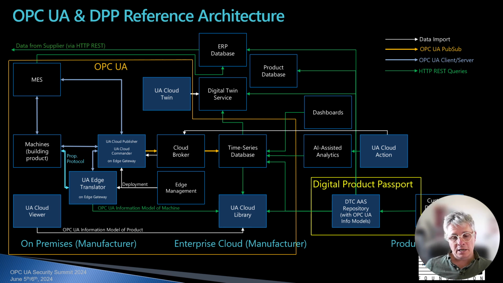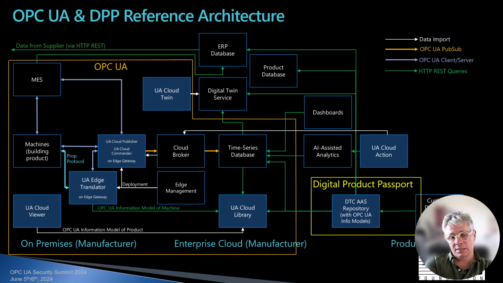Then connected to the cloud broker is a time series database, and that time series database may feed a digital twin service, right? So again, a lot of people use digital twin technology for defining their production line hierarchy on a worldwide basis, but you can also go one step further and define all the assets that you use in that hierarchy.